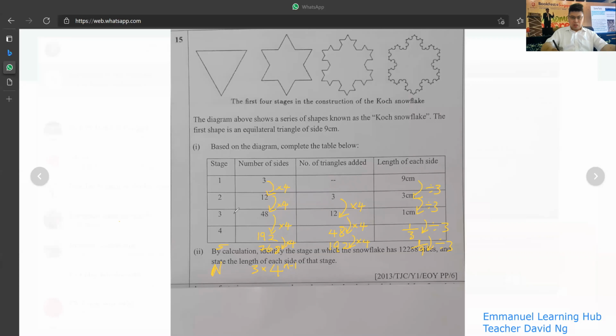Because my stage is 1, 1 minus 1 is 0, 4 to the power 0 is 1. But I don't want a 1. I want a 3 here. So I make it into a 3 by multiplying by 3.